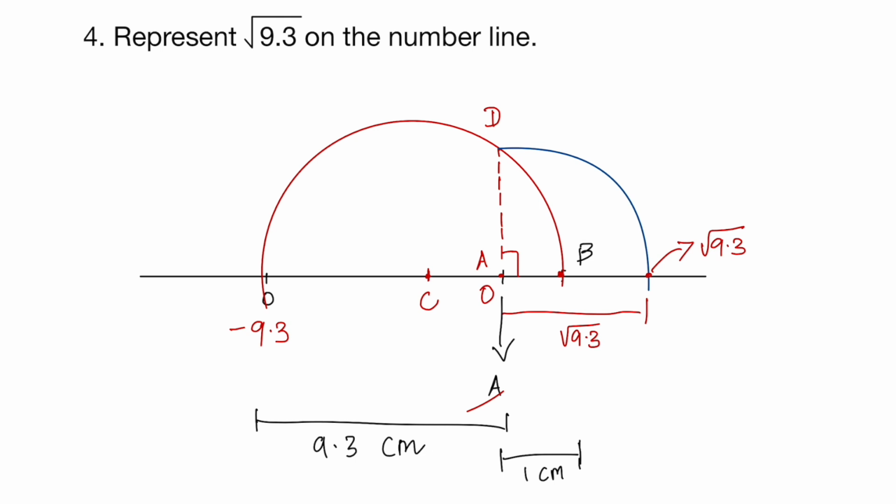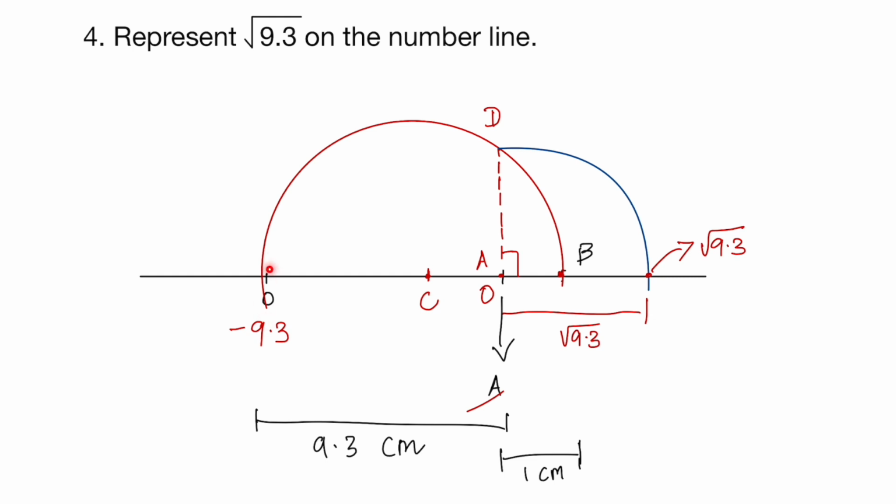Let me just recap the entire procedure. You are going to draw a line first. You are going to mark a point and measure 9.3 centimeters from there. You are going to mark another point there, and then mark another point 1 centimeter from it. So far we have 3 points. One is at 0, O, another is at 9.3 centimeters, and another is at 1 centimeter from that point. We have 3 points now.